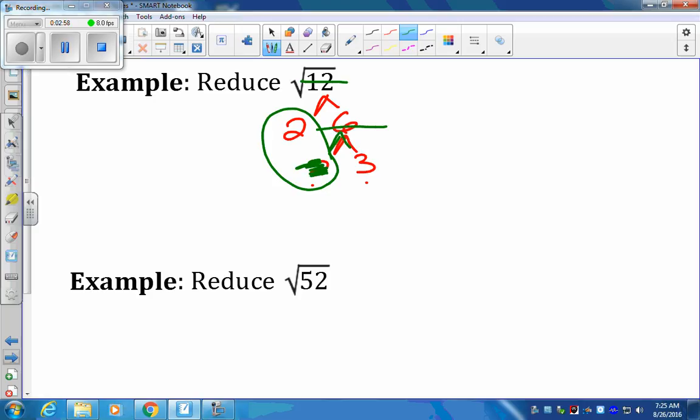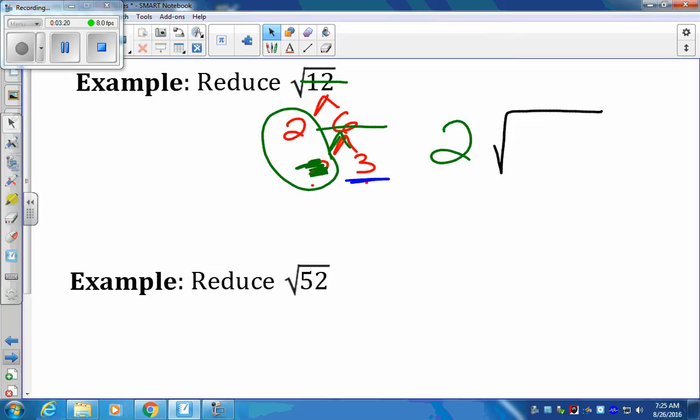Okay, now I have this 3 left over. There isn't another 3, so that one just stays by itself. Okay, so any number that's circled is going to go to the outside of my radical. If I had more than one number circled, and we will see it in a problem later, I would multiply them. Here I only have the 2, so that 2 is going right here. This 3, any number that's not circled, stays underneath my radical.